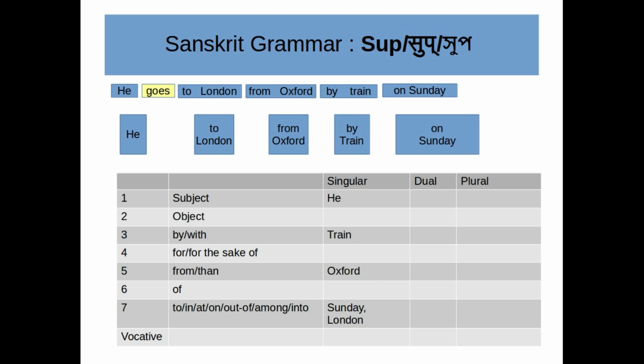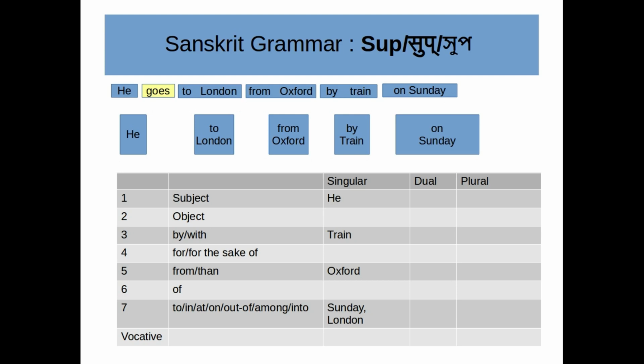To express the word by or with, we use third vibhakti. To express the word for or for the sake of, we use fourth vibhakti. To express the word from, than, etc., we use fifth vibhakti. To express the word of, we use sixth vibhakti. And to express the words to, in, at, on, out of, among, into, we use saptami vibhakti.